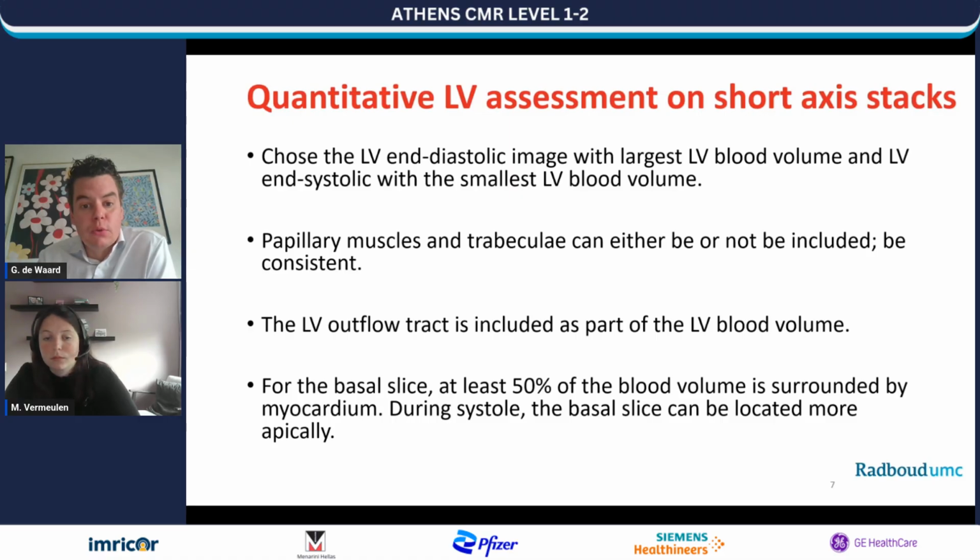Then for the basal slice, it's important to know that this obviously changes a little bit during systole and diastole. So in diastole, the basal slice is typically 1 or 2 slices above the systolic slice, and to select these slices, it's important that at least 50% of the blood volume is surrounded by myocardium. And again, during systole, the basal slice can be located a little bit more apically. Next.